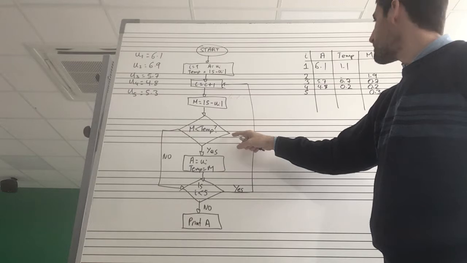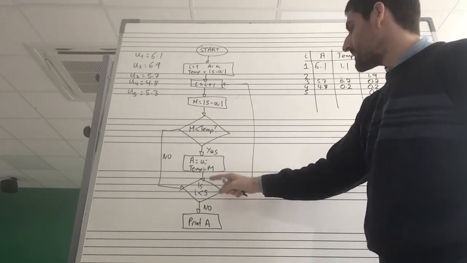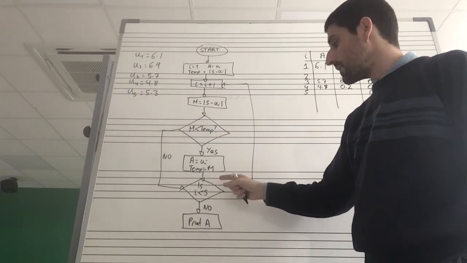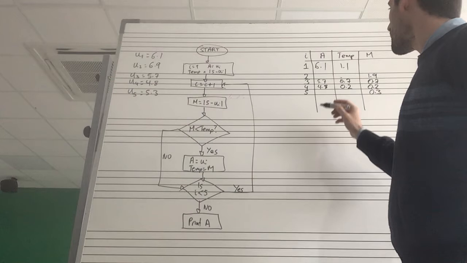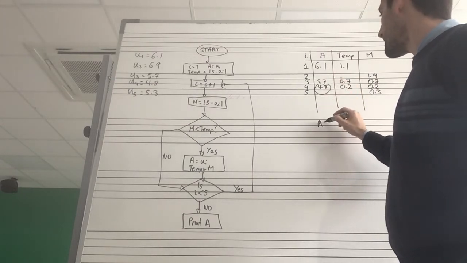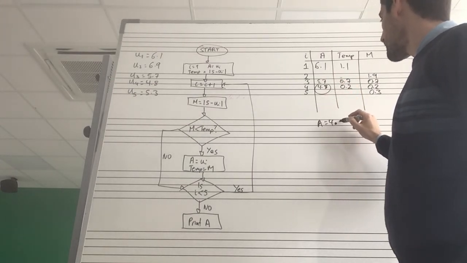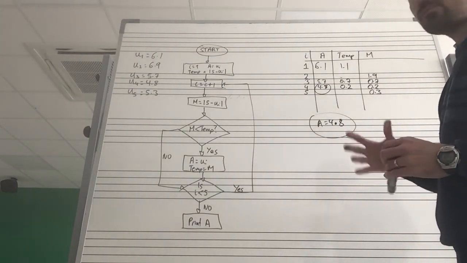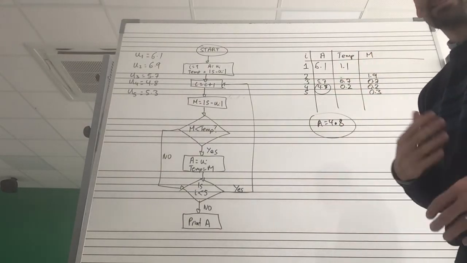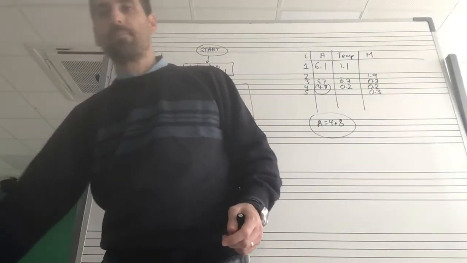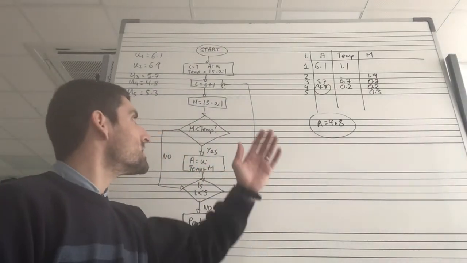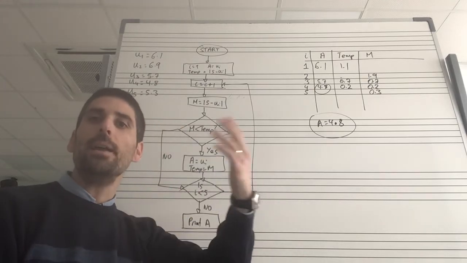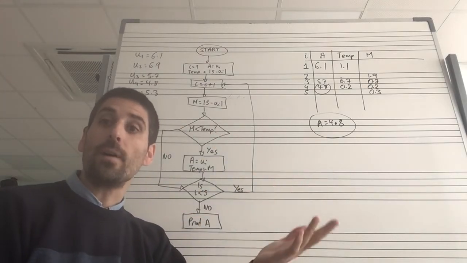Is n less than 10? No. Is I strictly less than 5? Well, no, because I is 5. So no, so print A. So print A, the last value of A we had was 4.8. There you go. So A is 4.8. And that's how you go through the algorithm. And I think the final question here was, what does the algorithm achieve? Well, I think given a set of numbers, it finds the one that is closest to 5.